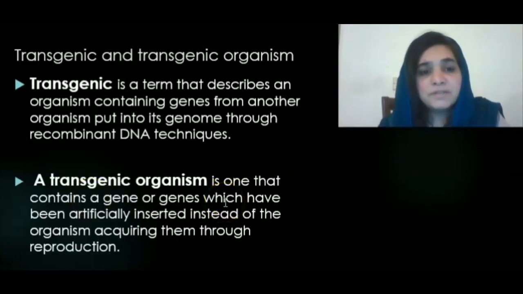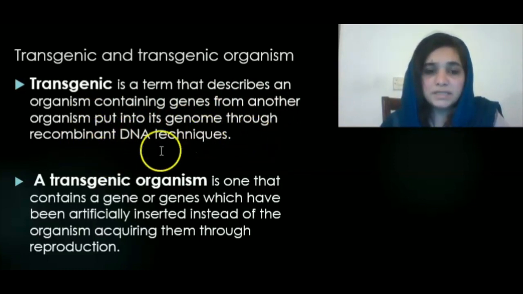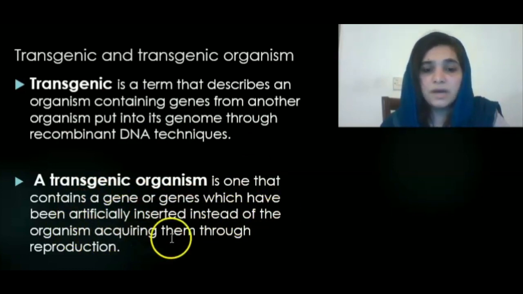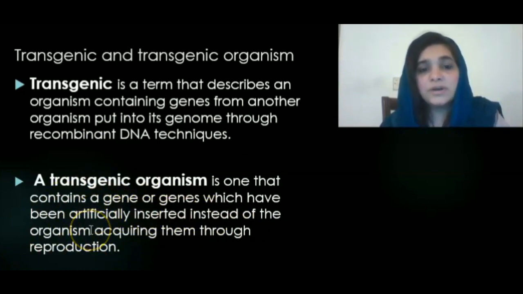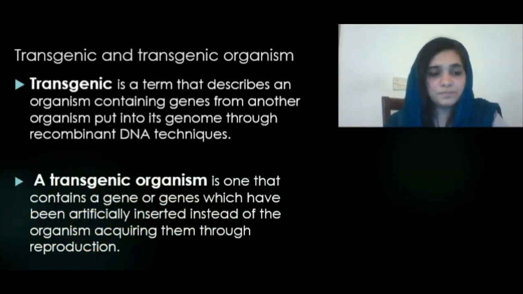Now what is meant by transgenic and transgenic organisms? Transgenic is a term that describes an organism containing genes from another organism inserted into its genome through recombinant DNA techniques. While a transgenic organism is one that contains a gene or genes which have been artificially inserted instead of the organism acquiring them through reproduction. So it contains artificially inserted genes. That's why it is known as a transgenic organism.